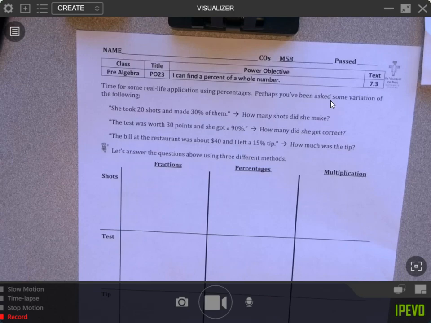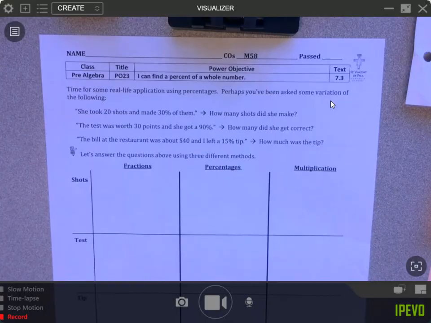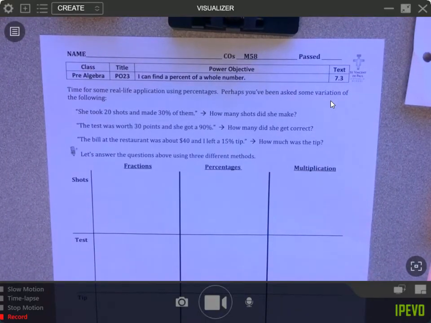Good afternoon. Today we are working on PO23. I can find a percent of a whole number, so we're still working on those percents. Now we're doing some real life applications with those percentages.